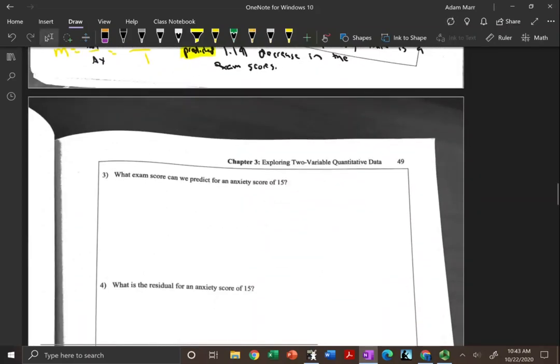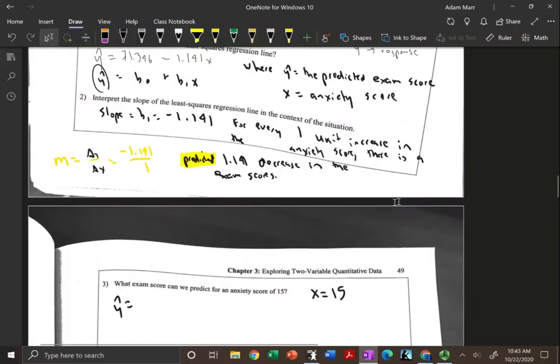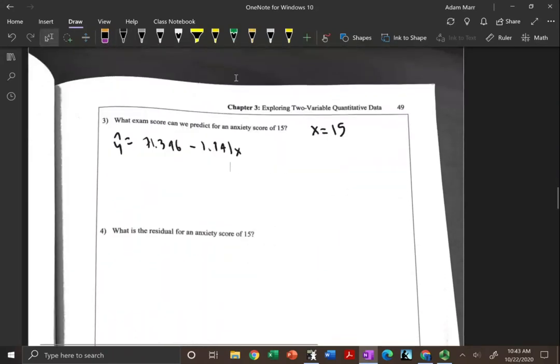3. What exam score can we predict for an anxiety score of 15? Okay, so no problem. So we have right here our anxiety score, which our x is 15. So right here, let's go back. Our equation is y hat equals 71.346 minus 1.141x. Okay. So we have an x is 15. So what exam score can we predict right here?